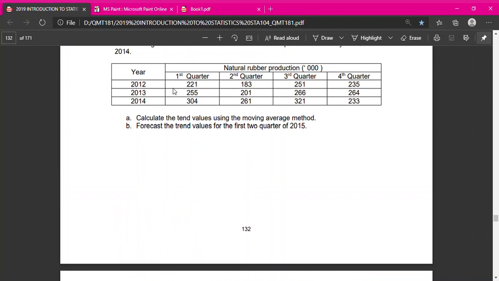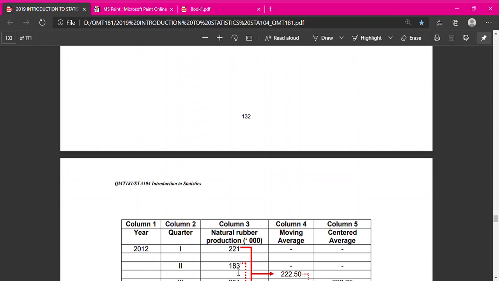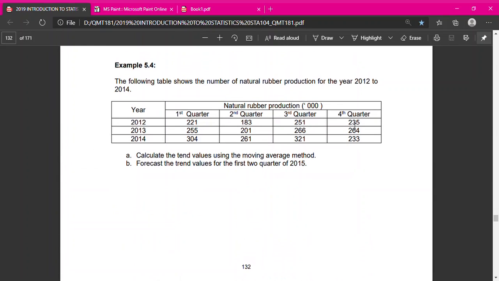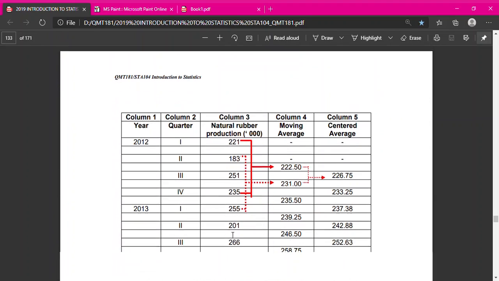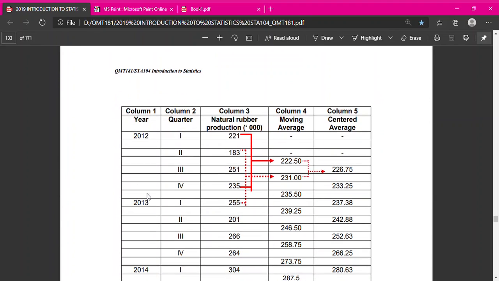Arrange them one by one as usual. So 2012 has 4 quarters. The first quarter is 221, 183, 251, 235. This is for the first year. Then the second year. You have to arrange these 3 columns here. We will have 3 columns here: column 1, column 2, column 3. What we want to find is the moving average.